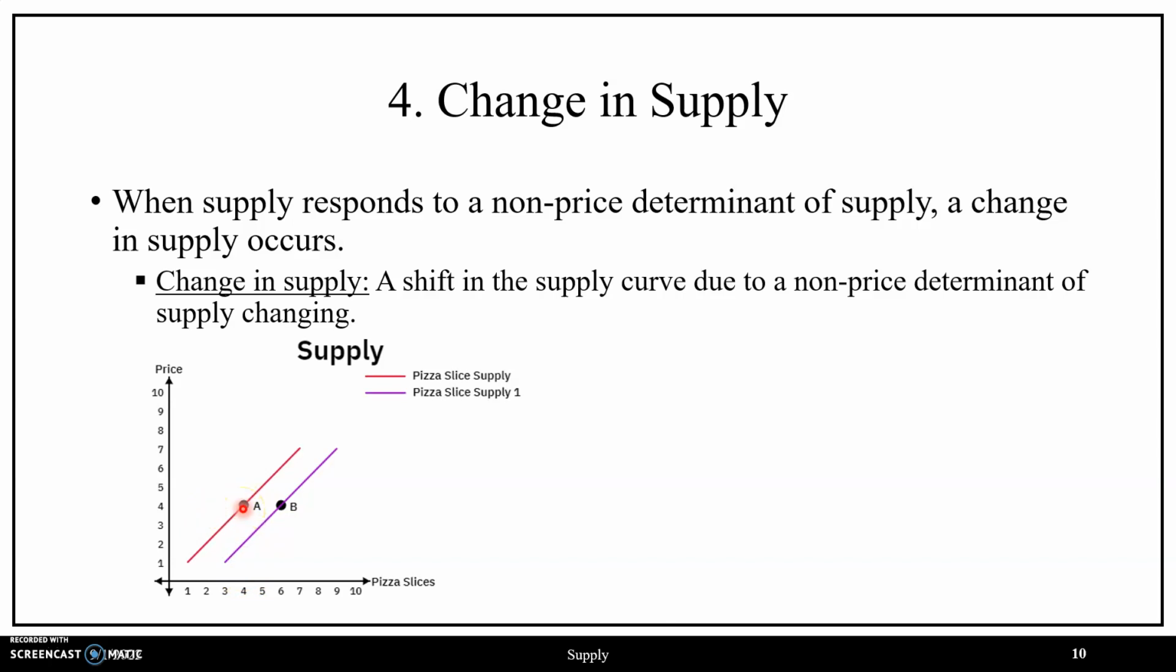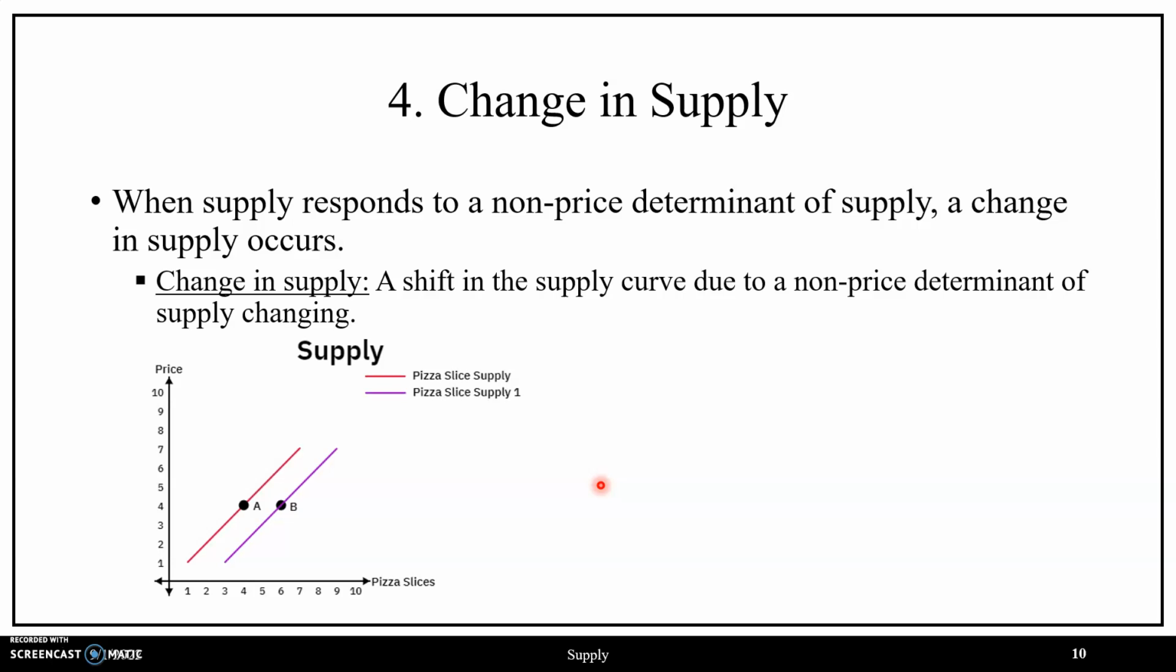Now suppose that they got a new pizza oven that lets them produce more pizza slices than they could before. With this improvement, what's going to occur is at every price point, they'd be willing and able to sell more pizza slices than they could before. So this is going to shift the supply curve to the right from pizza supply to pizza supply 1 in purple, where at the same price point of $4, this firm is now willing and able to sell 6 pizza slices. That is an increase of 2 due to this new pizza oven that they got.